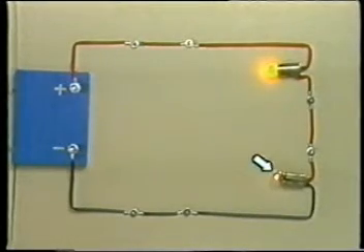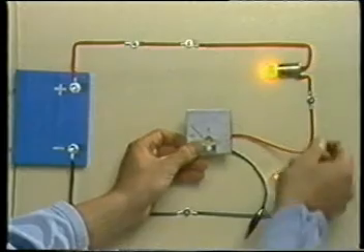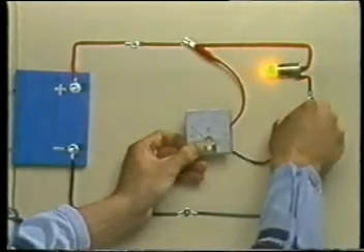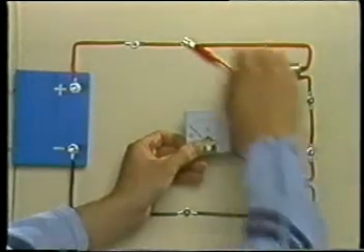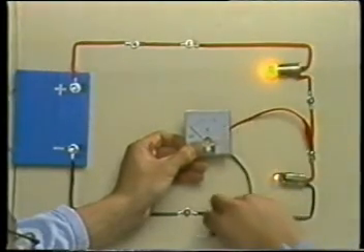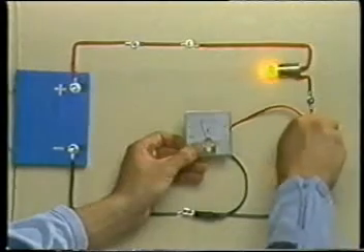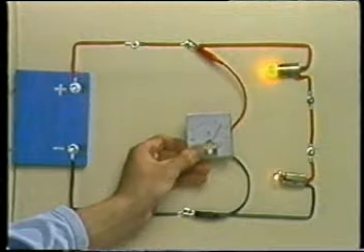Now, we will replace one of the lamps with a lamp having a smaller resistance and continue our experiment. The voltage across the upper lamp with a larger resistance is 8.5 volts. And the voltage across the lower lamp with a smaller resistance is 4.5 volts. The voltage across these two lamps is 13 volts.